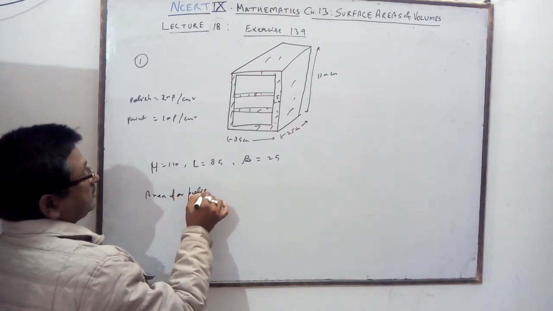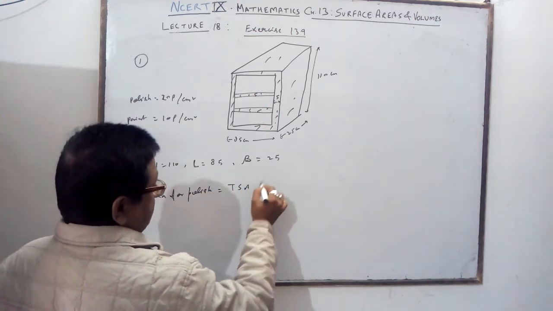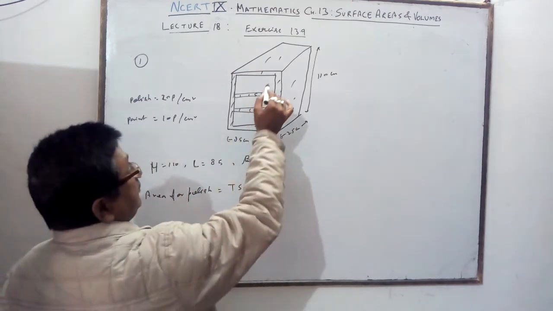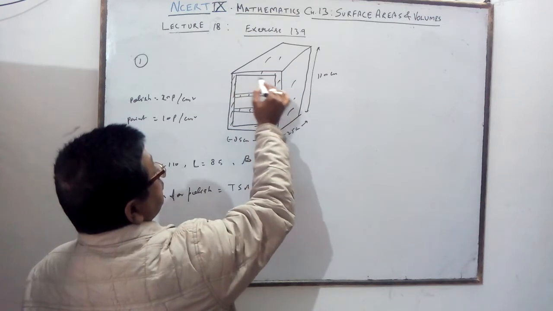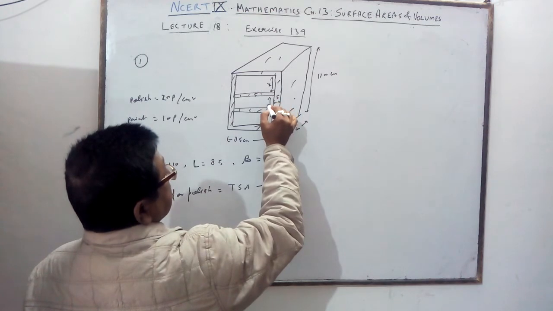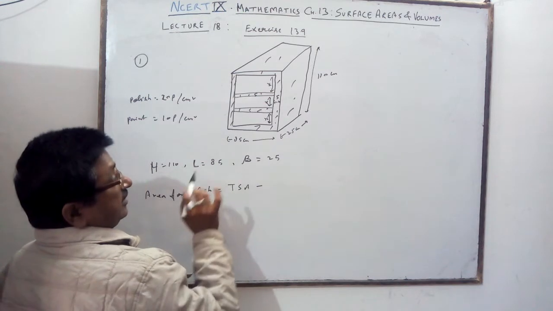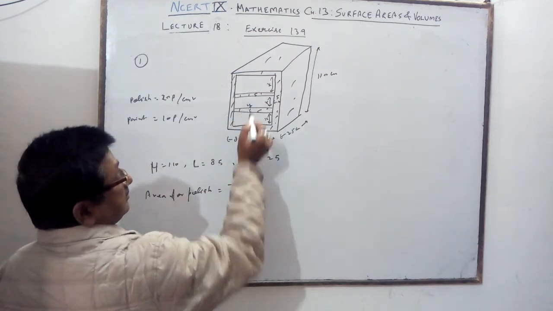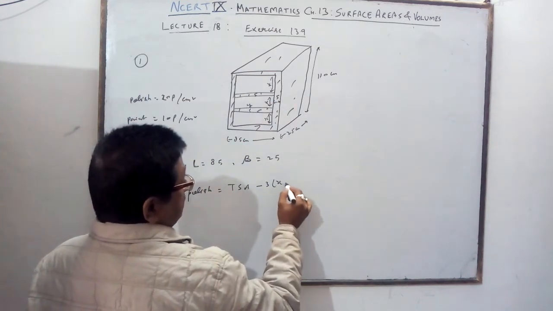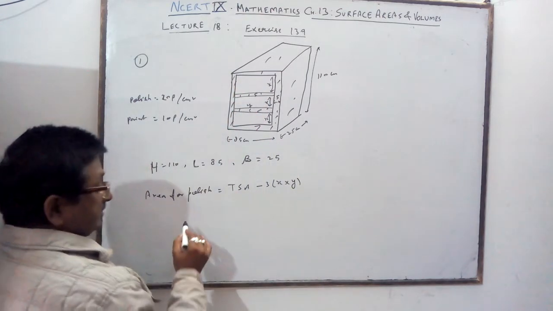The area for polish will be the TSA of this total, minus these 3 portions. Suppose this is X and this area is Y. So 1, 2, 3: 3 times X into Y, a rectangular portion of the front, you subtract. But what is X?